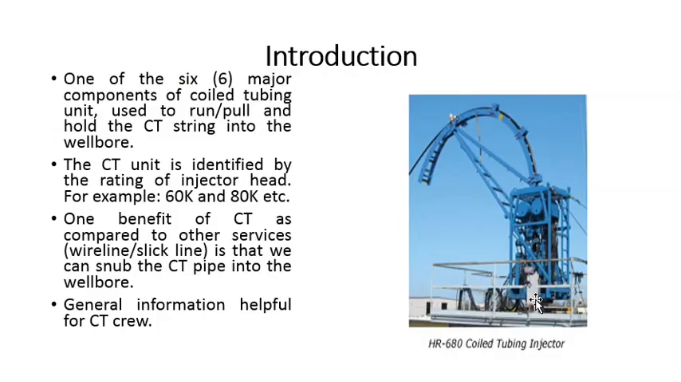So being the coil tubing crew member, we must know that how much pulling capacity our injector have, how much snubbing force we can provide, and at the same time if we know about that how much weight our injector have, like 4 ton or 5 ton, and how much is the height of the injector head, this information will be really helpful.